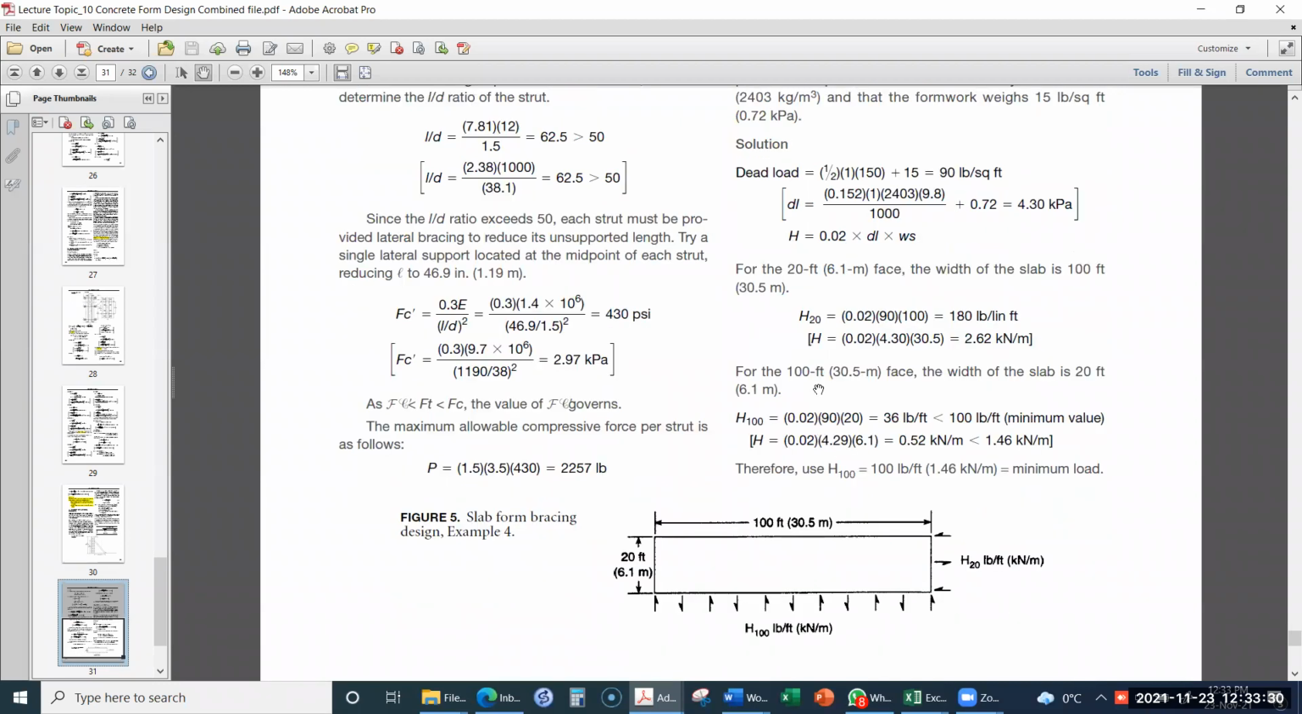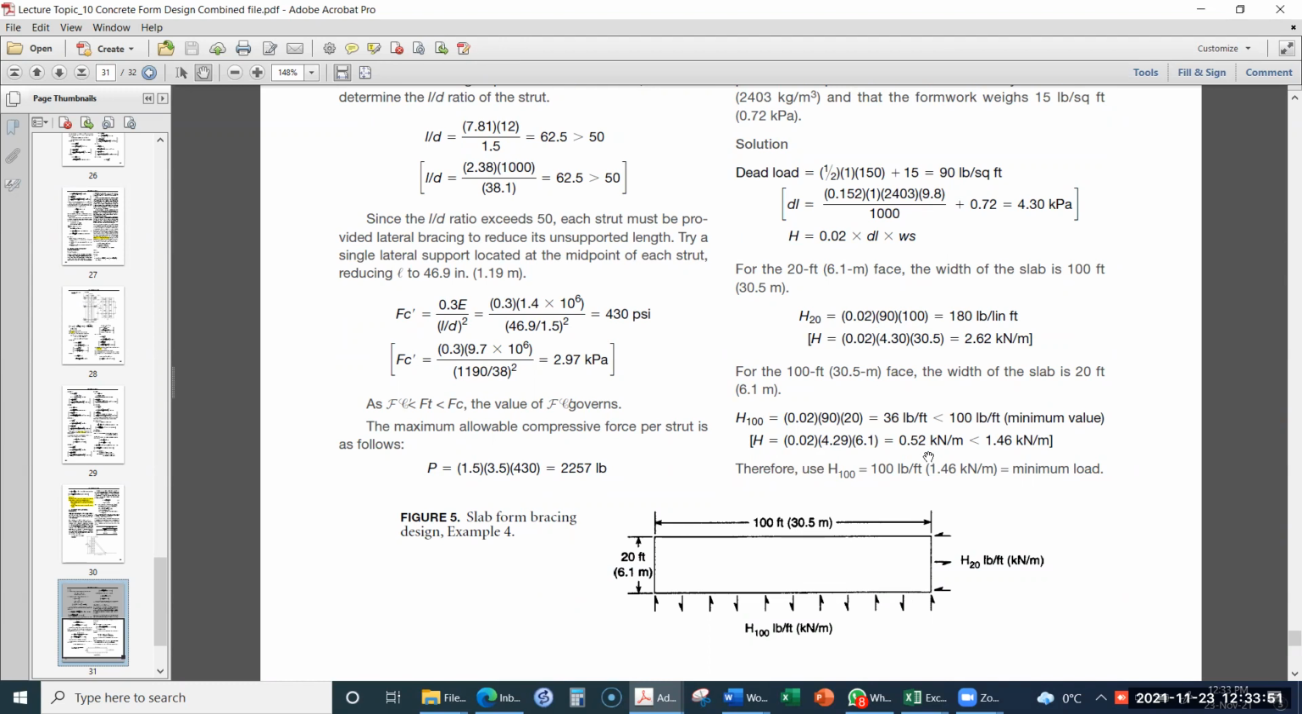And then for the other direction, it will be 0.02 into 4.3. I think it should be 4.3 as well. 4.3 and 4.29 is the same. And multiplied by the 6.1 meter, which is in this direction. So this is 0.52 kilonewton per meter.